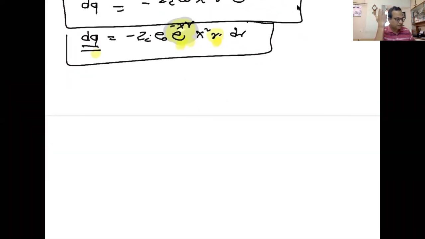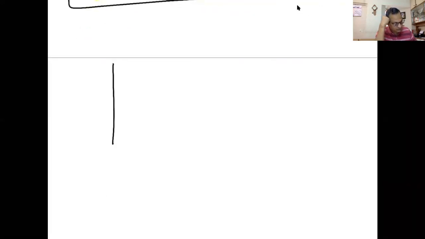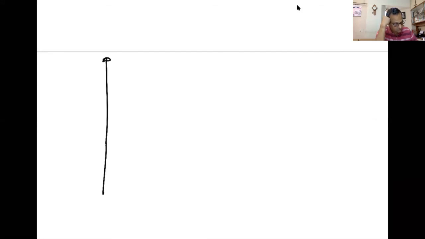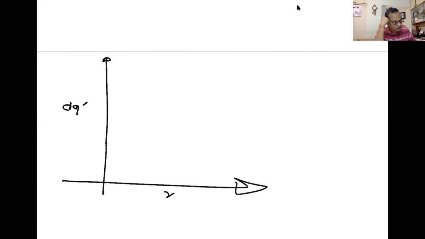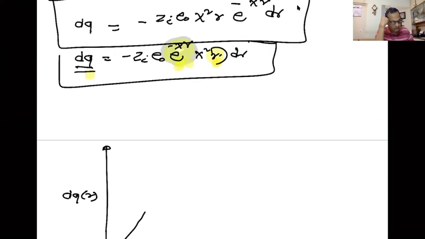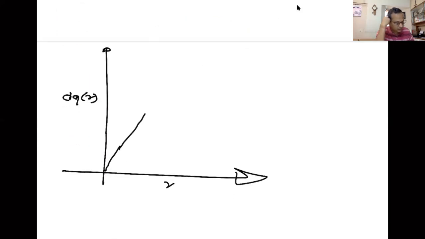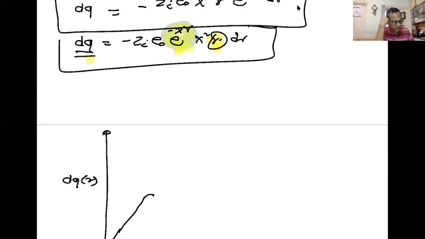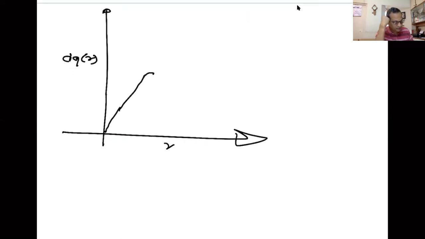So what will happen if you try to plot it? How does it look? I'm plotting r versus dq at distance r. It will increase initially because the linear function is there, so it will increase linearly with r, and at higher values the exponential function will dominate. And what will happen at higher values of r? It will start decaying with distance.